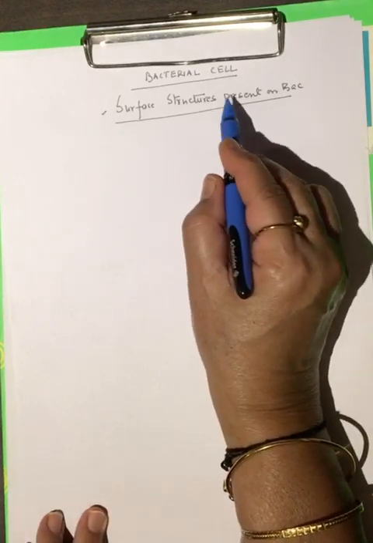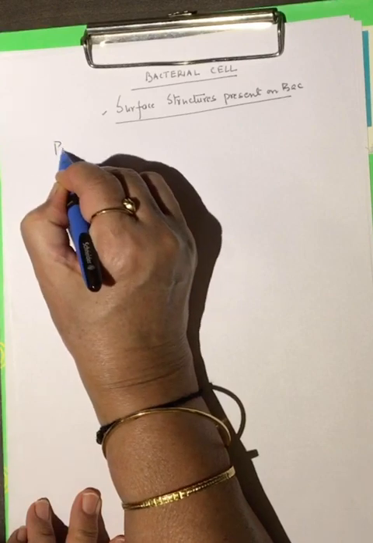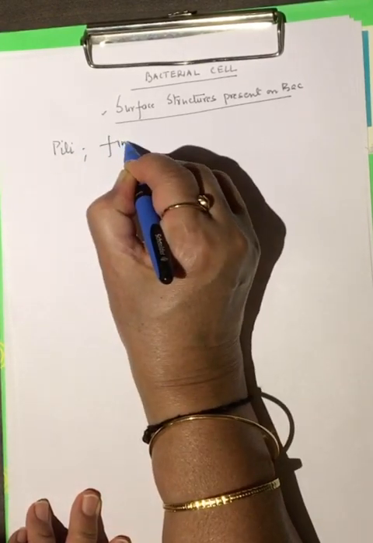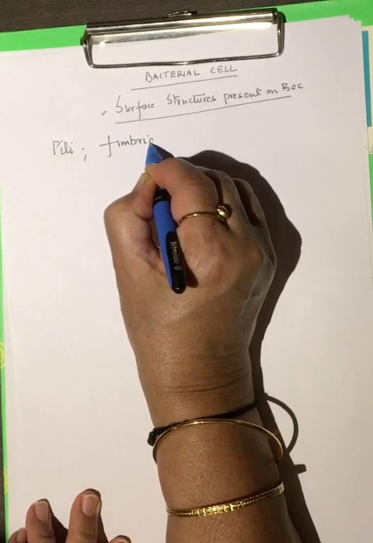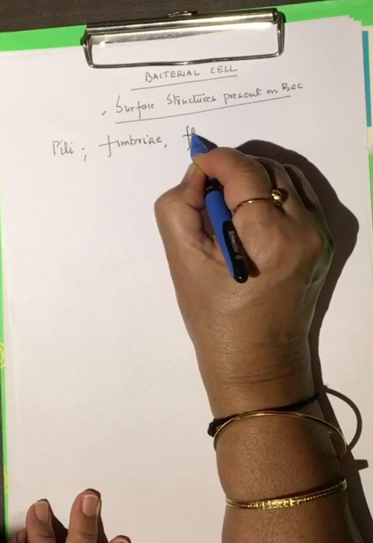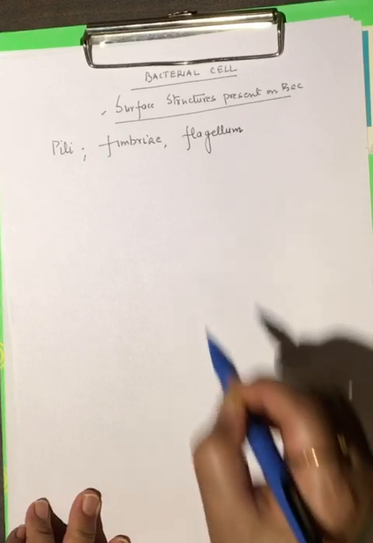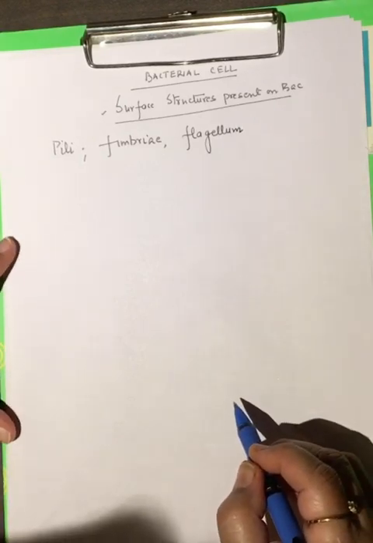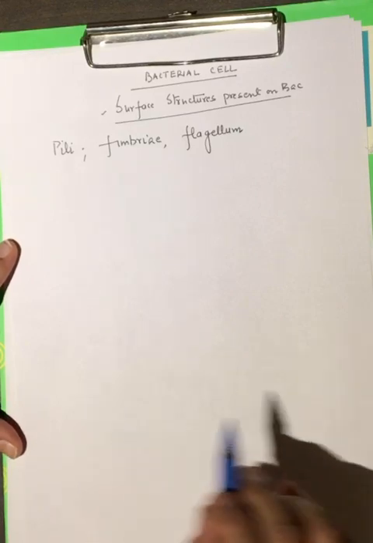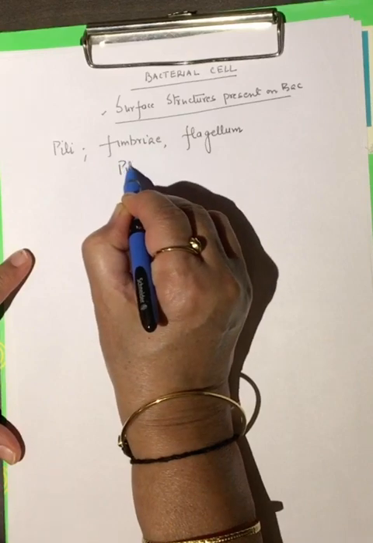On the surface of a bacterial cell, we can see three types of structures: pili, fimbriae, and the flagellum. These are the surface structures which you can see on the surface of bacteria. Not all structures are present everywhere, but these are in general the surface structures. We'll first talk about the pili.